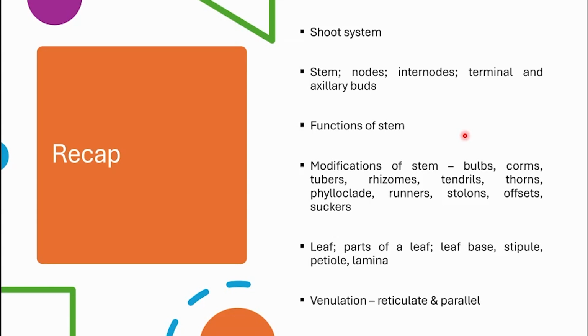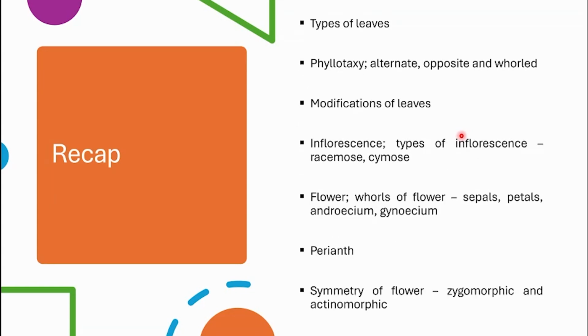Then we studied different kinds of venation patterns, that is how veins are running across these leaves, such as reticulate or parallel venation. Reticulate is a network kind of arrangement of veins in the lamina of the leaf, and parallel is when the veins are not crossing each other and are running kind of straight towards the tip of the leaf lamina.